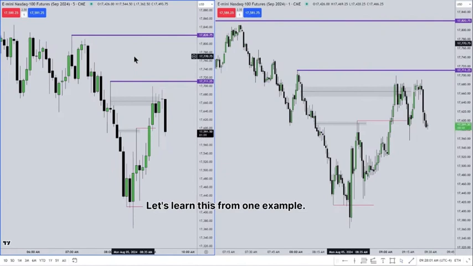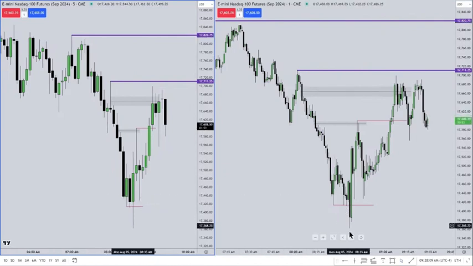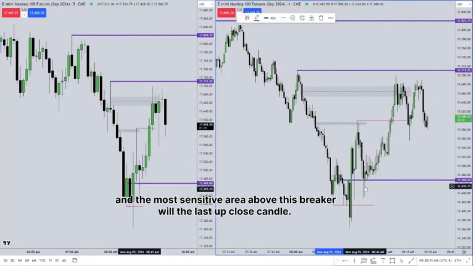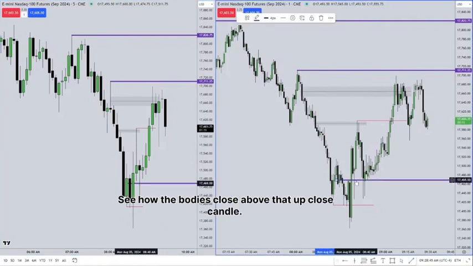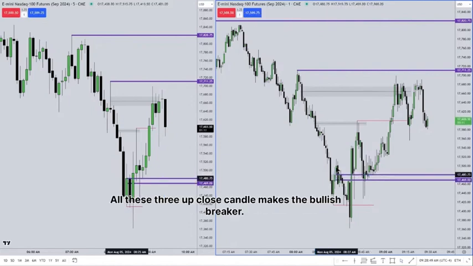Let's learn this from one example. We have relative equal lows here, and then market drops. This drops down here, right? And every up-close candle on this time frame right there is your breaker, and the most sensitive area of this breaker will be the last up-close candle. See how the bodies close above that up-close candle. This is the signature of bullish order flow.